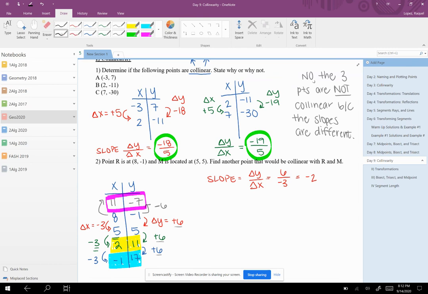So here are just 3 possible points. We came up with 11, -7. We came up with 2, 11. And we came up with -1, 17. And you could honestly continue that pattern as far along down the table as you wanted to, but that's just a couple different ways that you could find another point that's collinear.